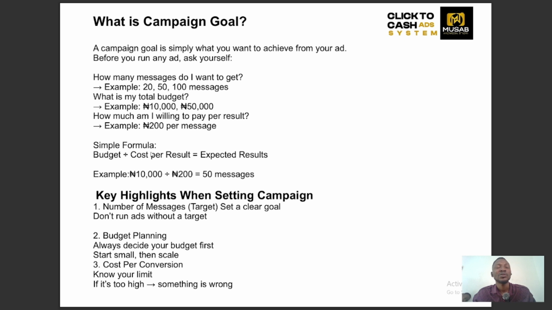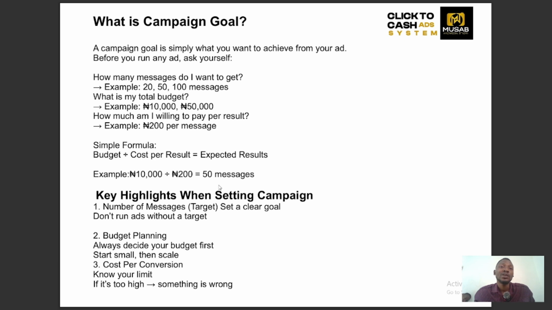Set your goal before you start, because anything in life that does not have a goal will not be successful. So you need to know how much you are willing to pay per result. Example, 200 naira per message. So you now calculate, and at the end of the day, when you are scaling your ad, you should be able to see how your ad result falls into your goal. The simple formula is budget divided by cost per result is equal to expected result. Example, 10,000 naira divided by 200. If you are going to use 200 per message, then you get 50 messages.